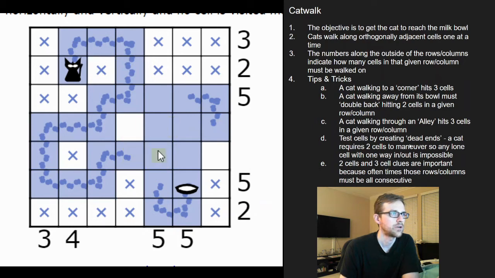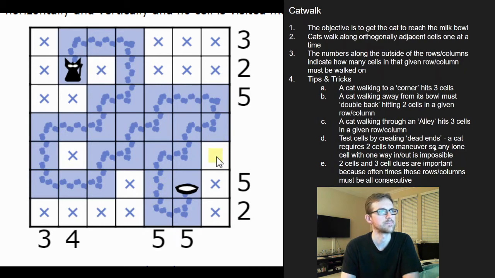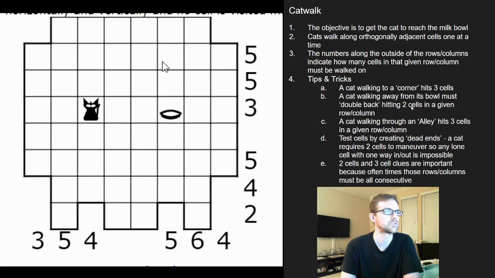Now if I come here, I can't do that because he needs to walk through that way. So let's have him go up here. I don't think I'm explaining this the best way. A lot of this is intuitive as you get to do it more and more, but that is how you solve the catwalk. I have one more example for you guys just to show you.